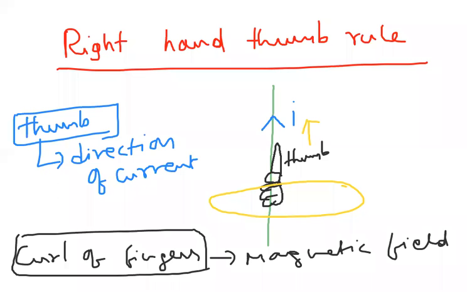Right-hand thumb rule: the thumb indicates the direction of current, and the curl of fingers indicates the magnetic field. So whenever the thumb shows the direction of current, the curl of fingers shows the magnetic field path. This is the phenomenon when we take a straight conductor.